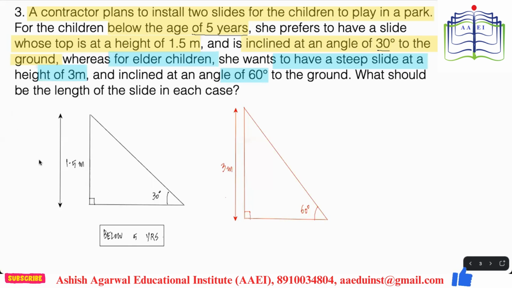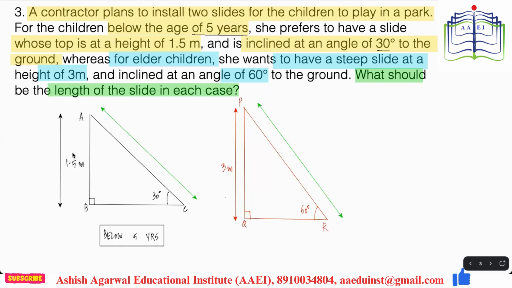We have been asked what should be the length of the slide in each case. We have to find the length of the slide in both cases. The length of the slide, if I'm not wrong, is the hypotenuse they are talking about. So if we name the figure, let us call the first right angle triangle ABC and the second right angle triangle PQR.